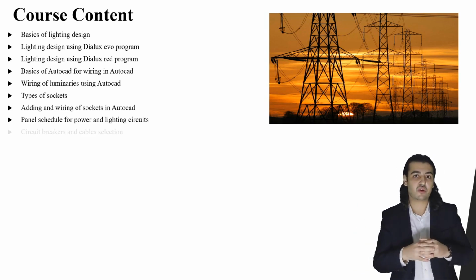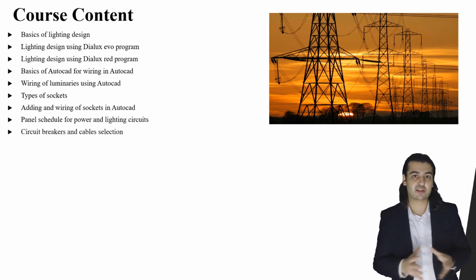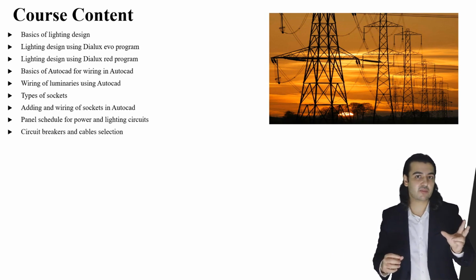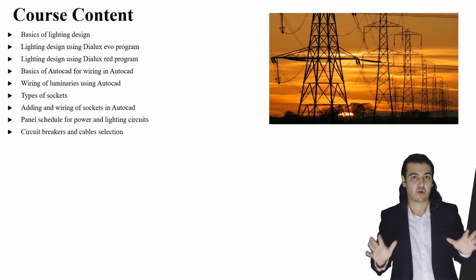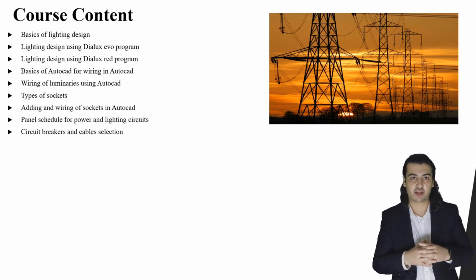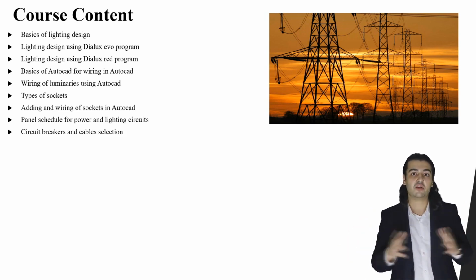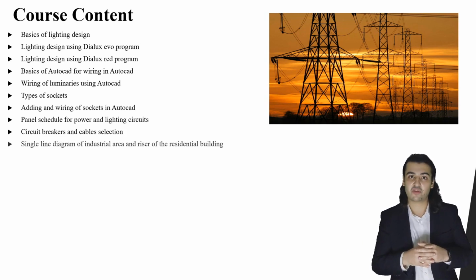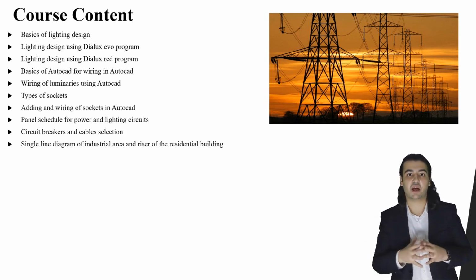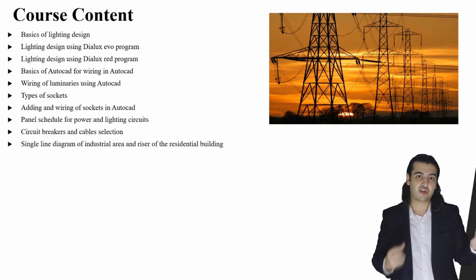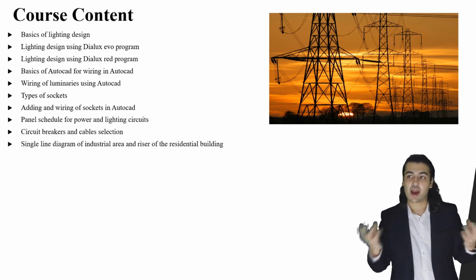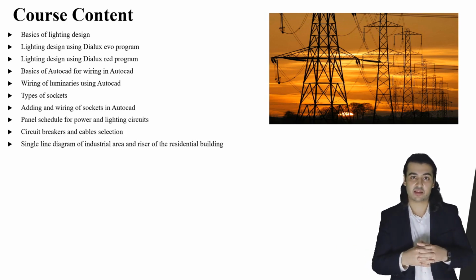Then after doing all of these different steps, we will talk about how we can select the circuit breakers and the fuses in our electrical systems, according to the different electrical codes. Then we will start talking about the single line diagram, and we will also talk about the riser inside a building. So we will see two different drawings for the single line diagram and the riser of the building, and how we can understand them.